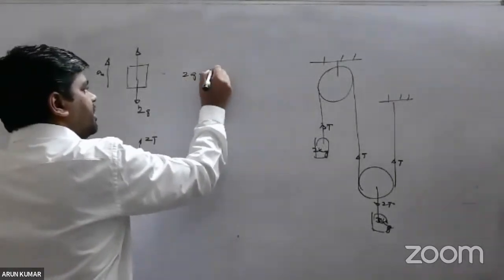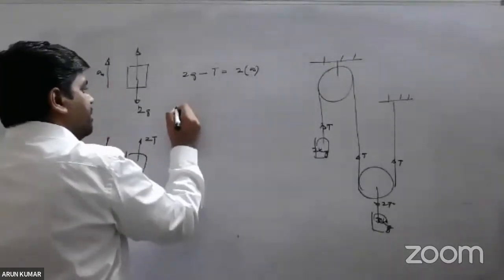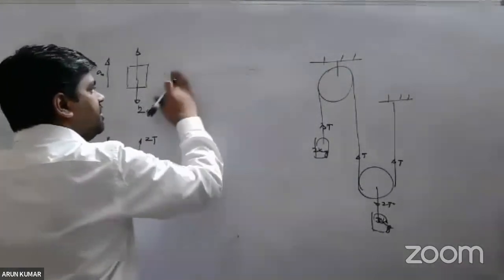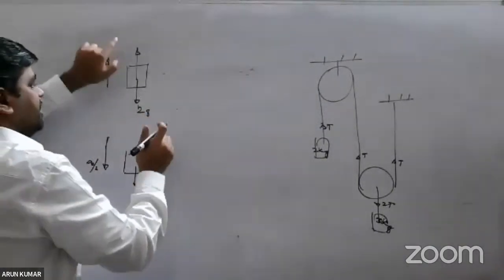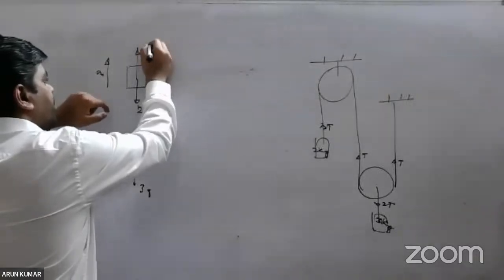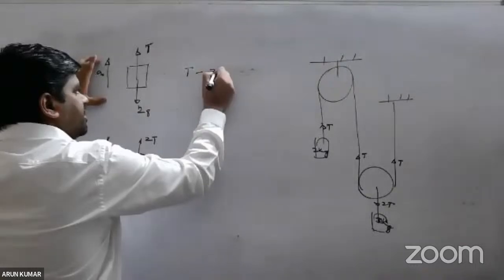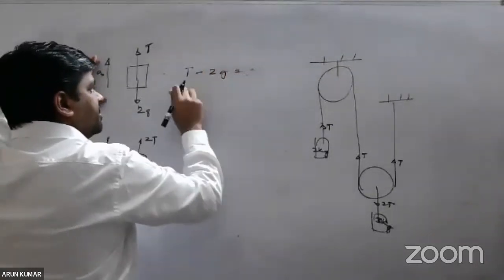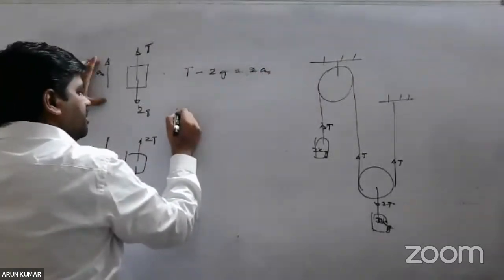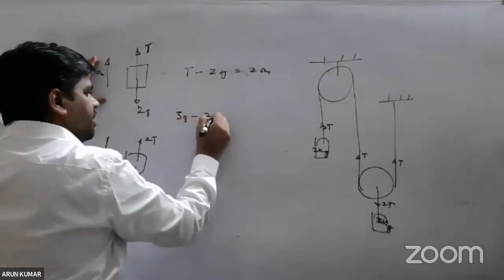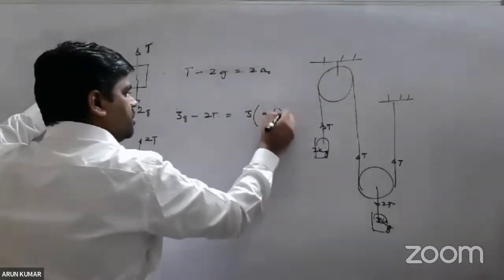So 2G minus T is equal to 2 into A naught. And for this one, A naught by 2. Sorry, this is T minus 2G, not 2G minus T. Be careful, because I've taken acceleration in this direction. So net force should be equal to mass into acceleration. Net force will be in the direction of acceleration. T minus 2G is equal to 2 into acceleration. Here, 3G minus 2T is equal to 3 into A naught by 2.